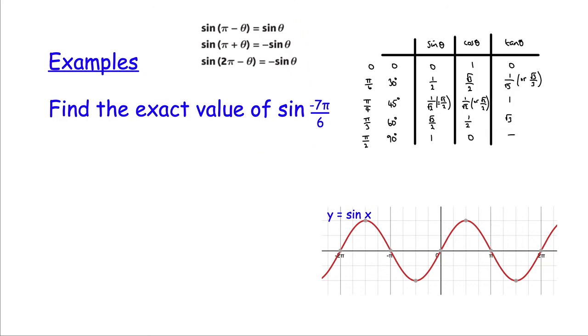So where is that on our graph? That's roughly minus 7 pi over 6. Let's say it's here. So it's this value that we're looking for. Well, we can straight away see that that's equivalent to some other value over here.